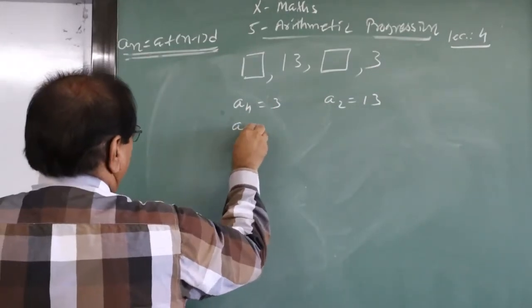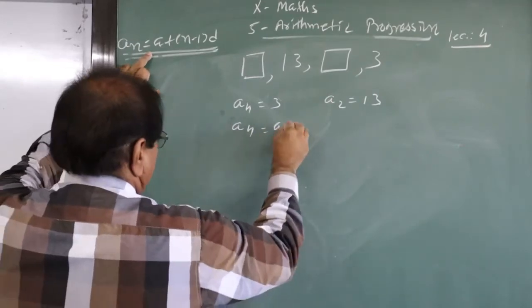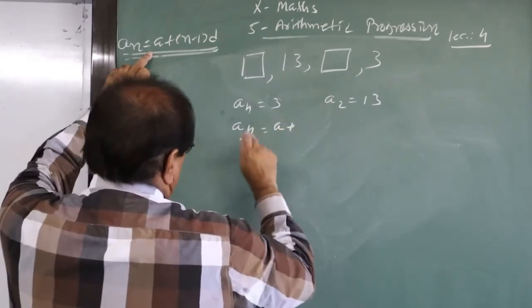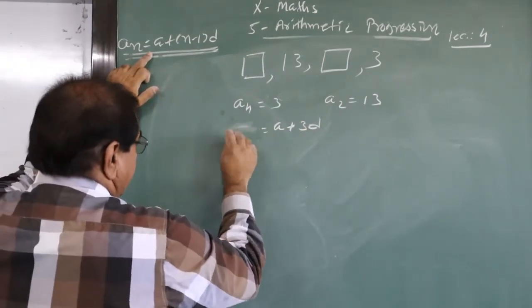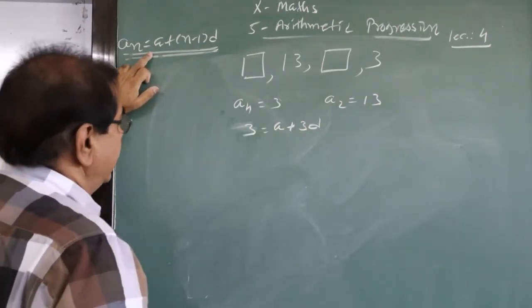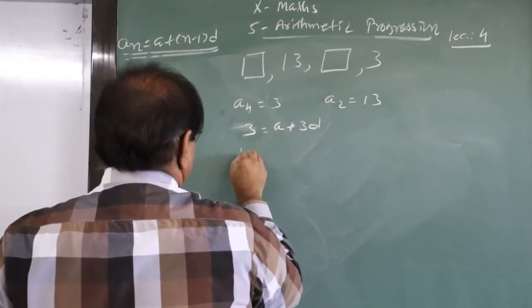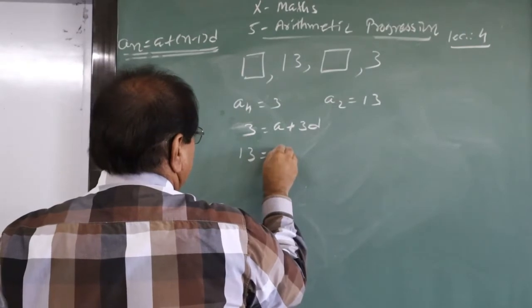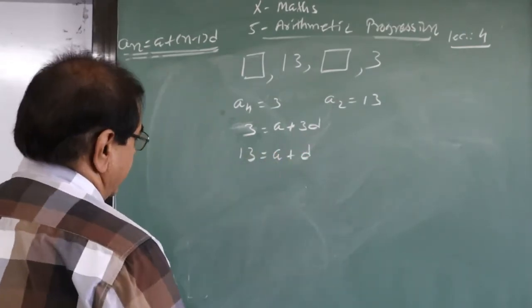So, A4 is equal to a plus (4 minus 1), 3d. And what is A4? 3. So, 3 is equal to a plus 3d. In the same way, we go for A2. A2 is 13. 13 is equal to a plus d only, because it is the second term.